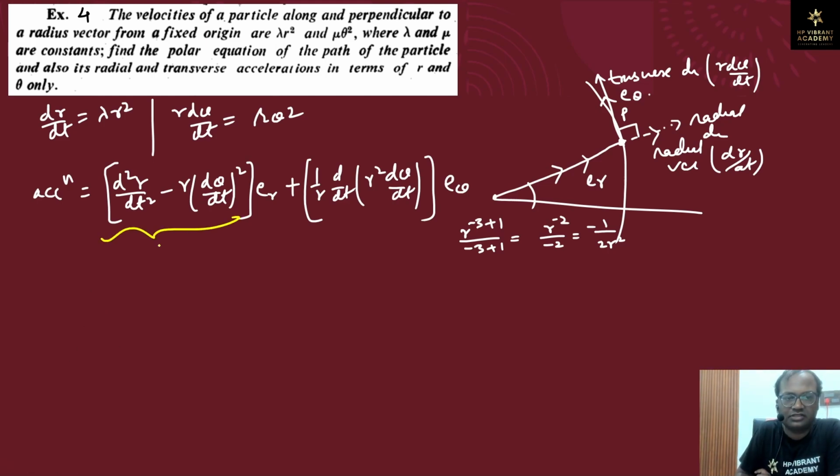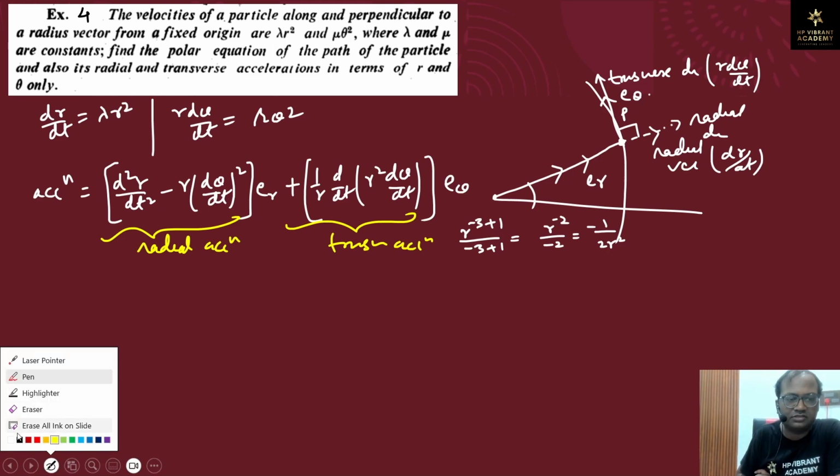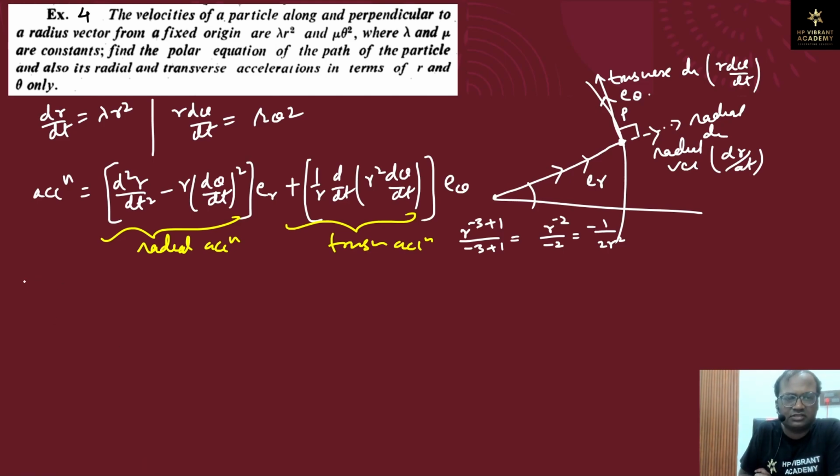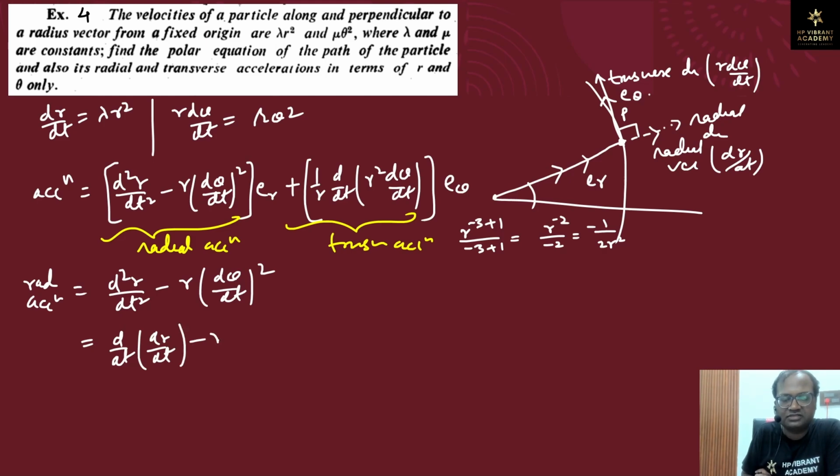So this is radial acceleration, and this is transverse acceleration. Okay. So we have radial acceleration equal to d²r/dt² minus r (dθ/dt)². This is equal to d/dt of dr/dt minus r (dθ/dt)².